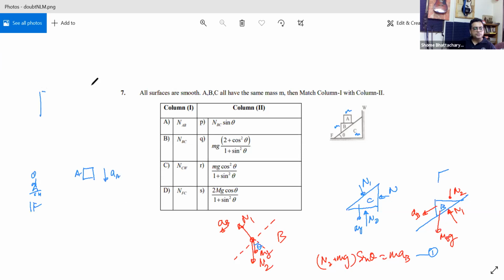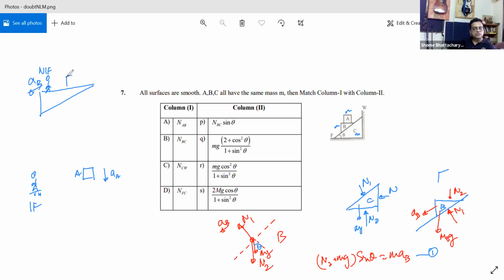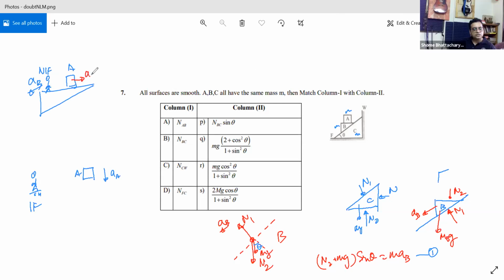What if I'm standing on B? So I'm in a non-inertial frame that is going with an acceleration AB like this. Here, what do I see? A moving as? It will go to the right. Yes, very good. It will move in this direction. So I can also use this. This is A relative. So I can use either way, whether I take this FBD or I take this.